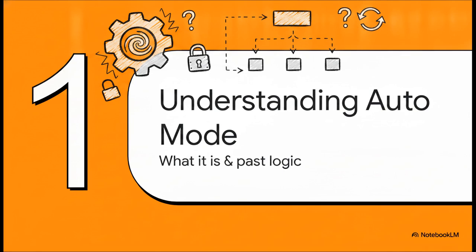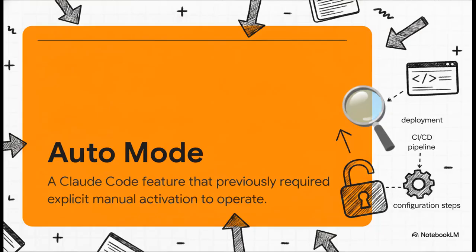Okay, Section 1, Understanding Auto Mode. We're going to look at what it is and exactly how it worked before this update. So, just to quickly set our baseline here, Auto Mode is this incredibly powerful feature baked right into Claude Code, totally designed to streamline your operations. But prior to version 2.1.207, getting it to actually run in your pipelines wasn't exactly a seamless experience. You literally had to explicitly set a specific environment variable just to turn the thing on. And we all know what that means. Extra manual configuration steps every single time you spin up a new environment.